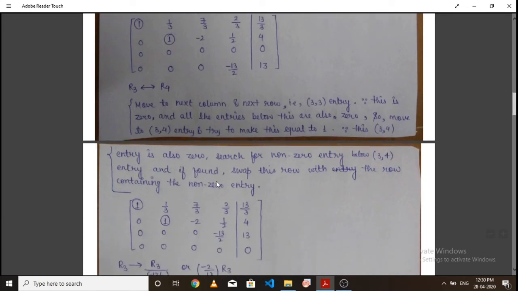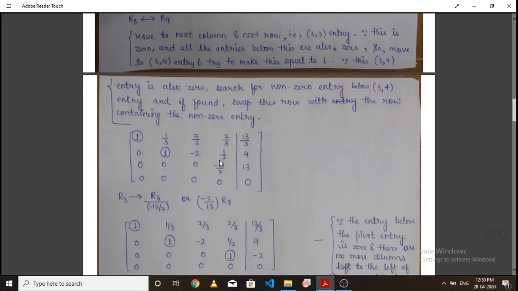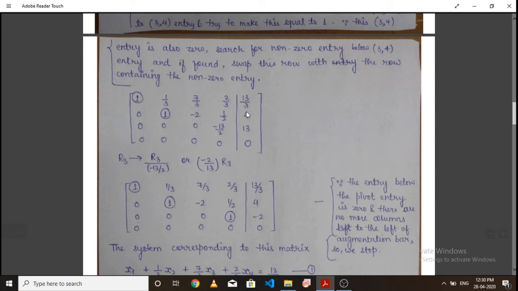This R3 becomes R4 here and R4 becomes R3 here, and R1 and R2 remain unchanged. Now this 3, 4th entry can become 1 by multiplying row 3 by -2/13. Since we are making changes in R3, R1, R2, R4 remain unchanged.